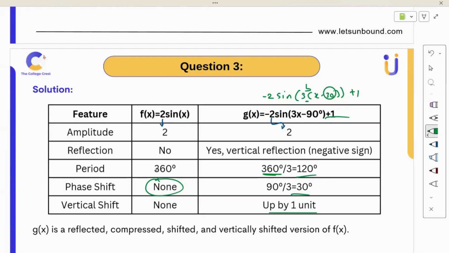So how can you connect these two? g of x is obtained by reflecting f of x, so you got a minus. Then horizontally we compressed by multiplying by 3, and by subtracting 90, we shift it horizontally, and adding 1 also gives the shifted version. So g of x is connected with f of x, but after doing multiple transformations, right?